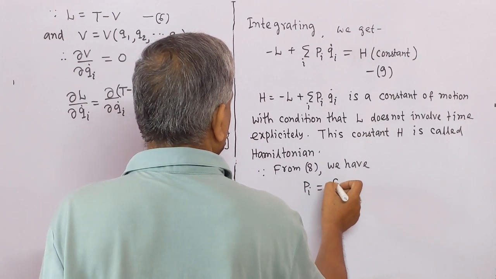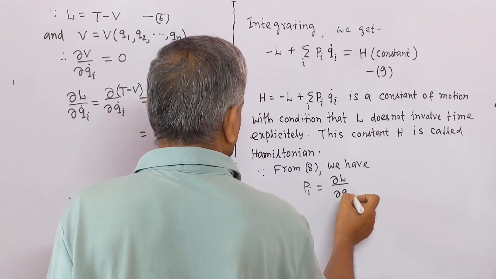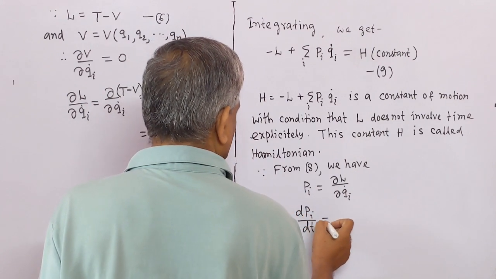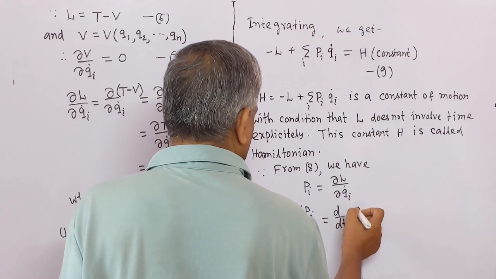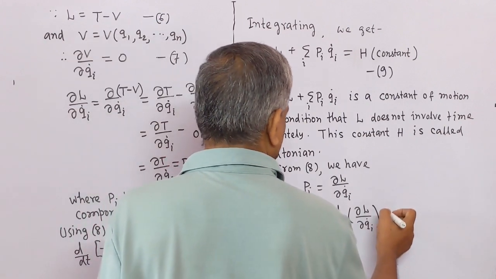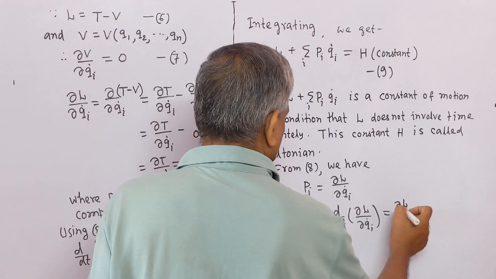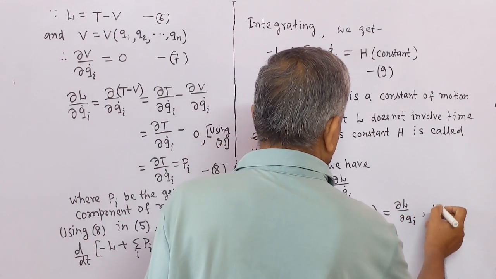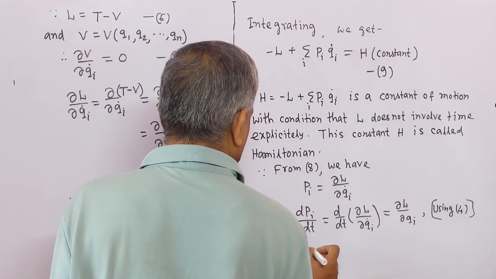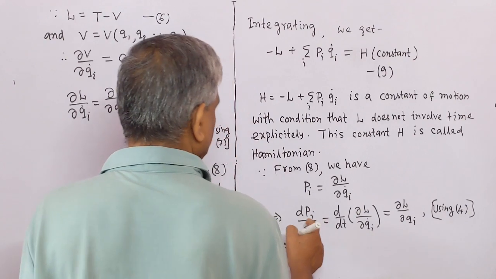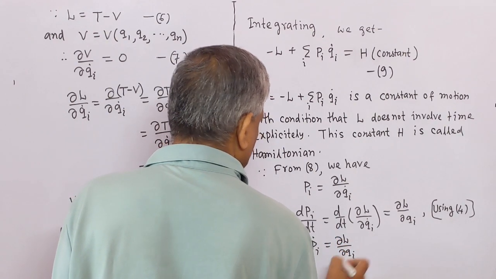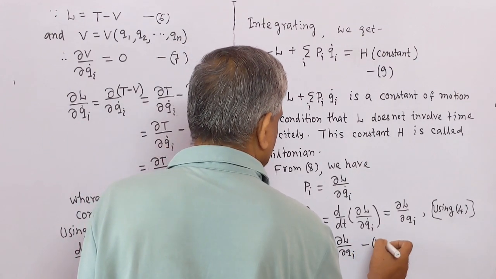pi equal to partial derivative of L with respect to qi dot, implies that dpi by dt equal to d by dt of partial derivative of L with respect to qi dot, and this will be equal to partial derivative of L with respect to qi using 4. This is pi dot, derivative with respect to t, equal to partial derivative of L with respect to qi. Let this be number 10.